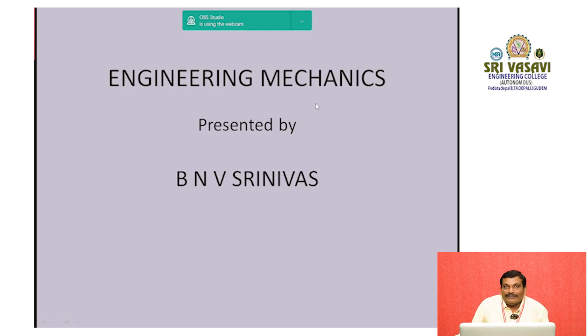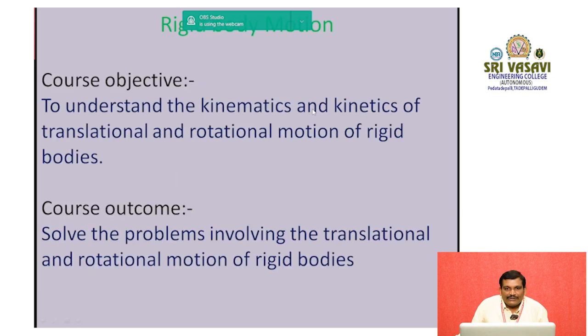We will discuss the kinematics of rigid bodies in engineering mechanics. Before starting the kinematics of rigid bodies, we have to know some definitions. So what is a particle? A body of negligible mass is called a particle. And coming to body, any piece of matter is termed as a body.